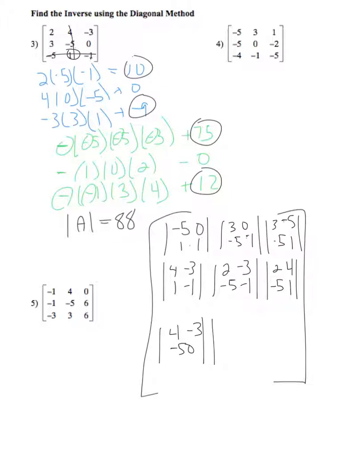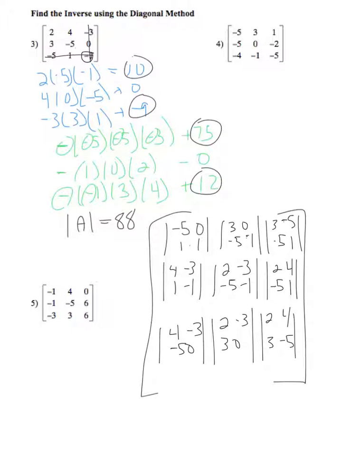I'll do the one for the 1. That leaves 2, negative 3, 3, 0. And then the last one, almost there. Get rid of those. That's going to leave 2, 4, 3, negative 5. Okay, let's see if I can try not to make a mistake on any of these.